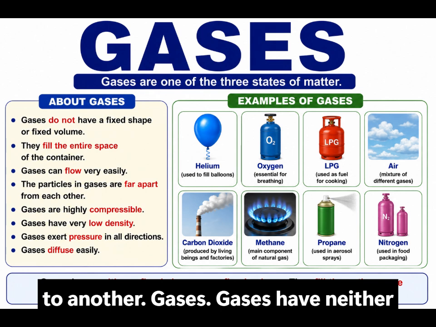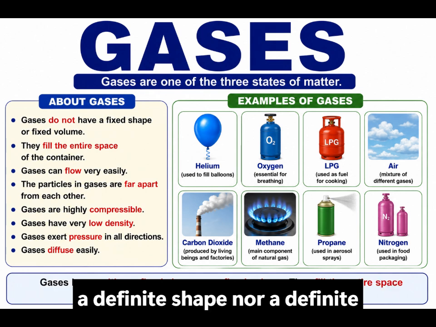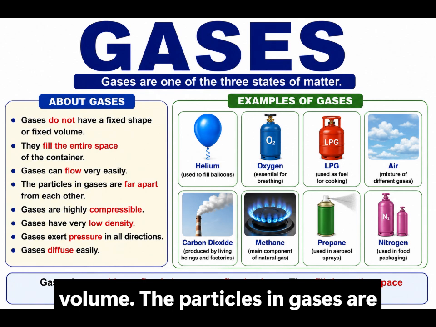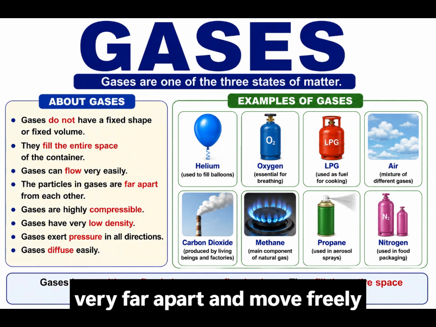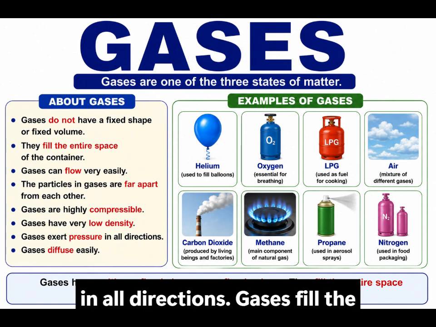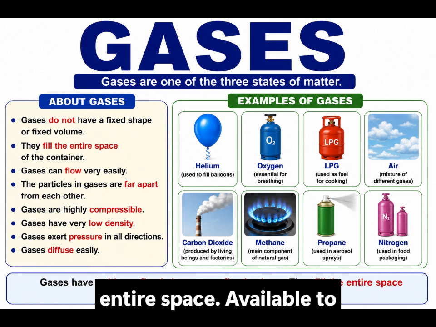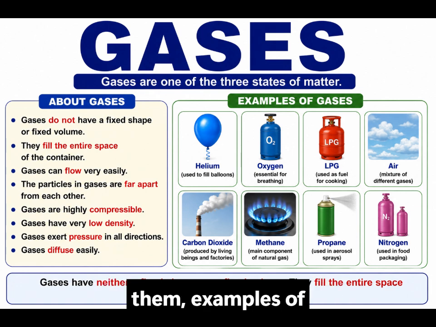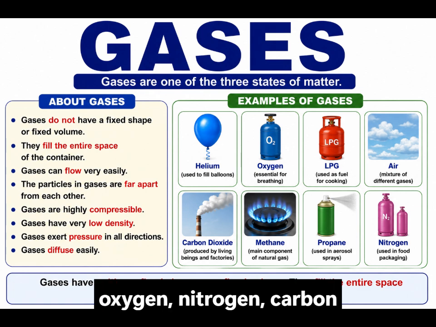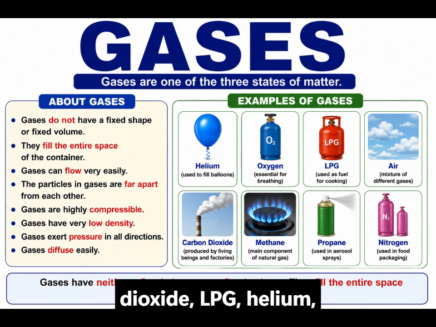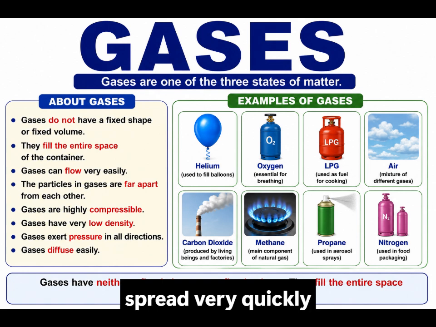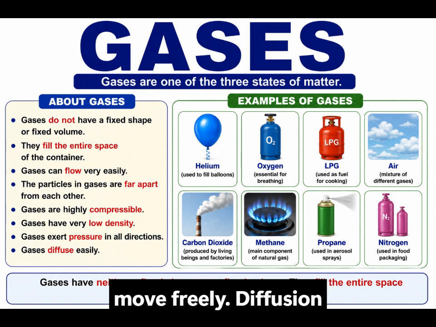Gases. Gases have neither a definite shape nor a definite volume. The particles in gases are very far apart and move freely in all directions. Gases fill the entire space available to them. Examples of gases are air, oxygen, nitrogen, carbon dioxide, LPG, helium, methane. Gases can spread very quickly because their particles move freely.